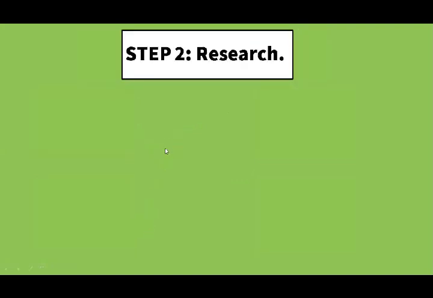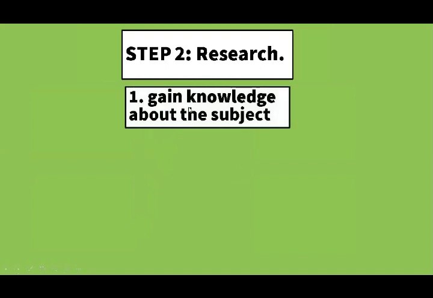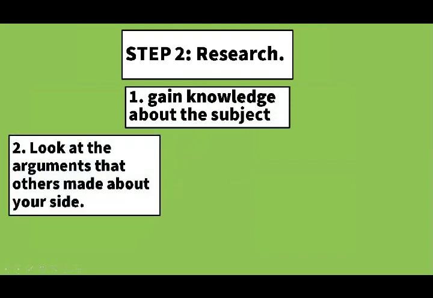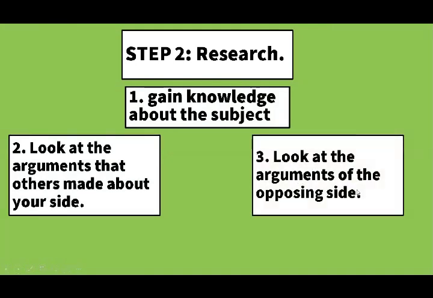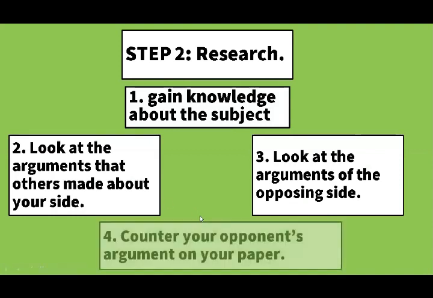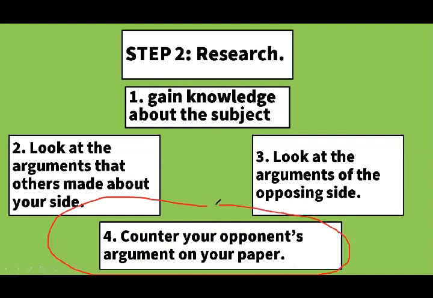After you have chosen your own subject matter, you need to research. And in researching, you need to gain knowledge about the subject. So look at the arguments that others made about your side. So you will look for articles, okay? Articles that support your own side of argument. And after that, you need to look at the arguments of the opposing side. So in convincing others, it's not enough that you only know your side of the argument. You also need to look at the arguments of your opponent so that you can see both perspectives. And after that, when you already know both sides of the argument, you can now counter your opponent's argument on your paper.